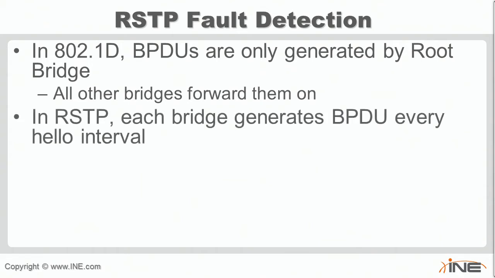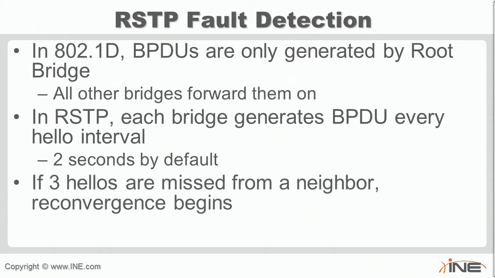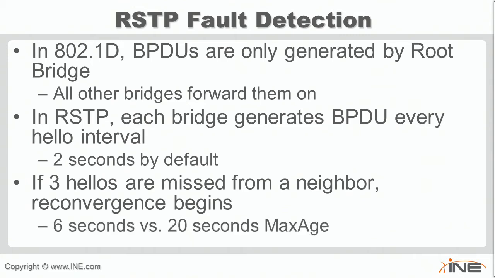In rapid spanning tree protocol, every link on every bridge is going to be sending BPDUs outbound to the other switches and then receiving them inbound. And this is going to be using a 2-second interval by default. The key difference is that if we miss 3 hellos in a row, so in about 6 seconds, we will start reconverging, as opposed to the 20-second max age timer.